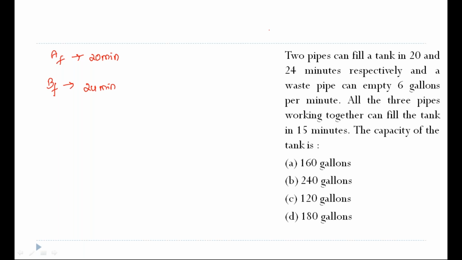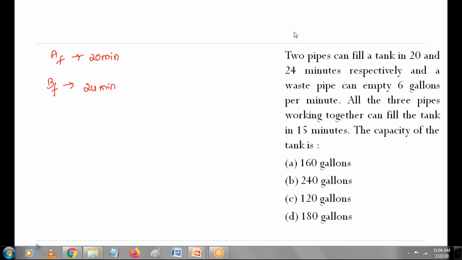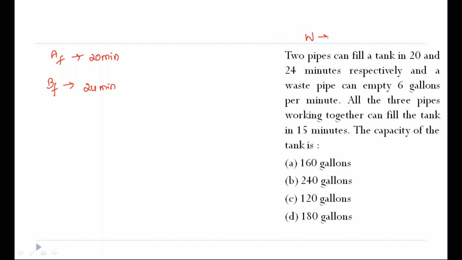And see, in the question they have given: waste pipe can empty 6 gallons per minute. You just keep that statement aside. Waste pipe is emptying 6 gallons per minute. Let's keep this statement alone. We'll use this later. Minus indicates emptying. Okay, we'll see this later.